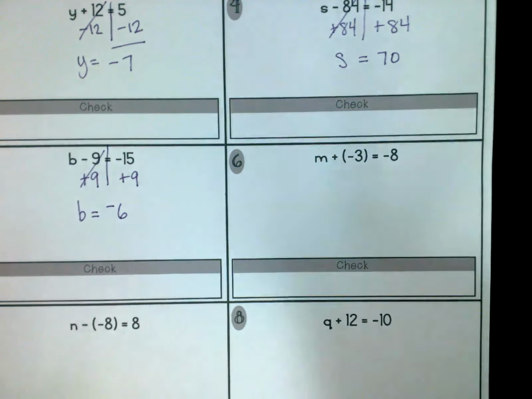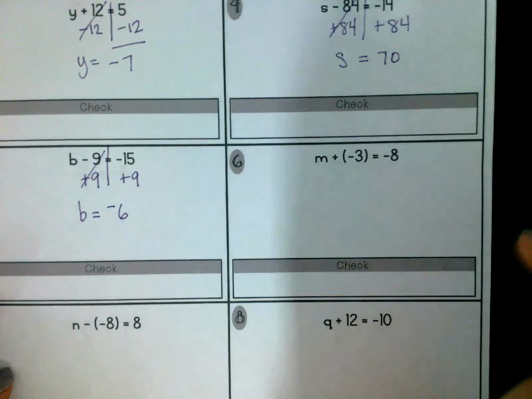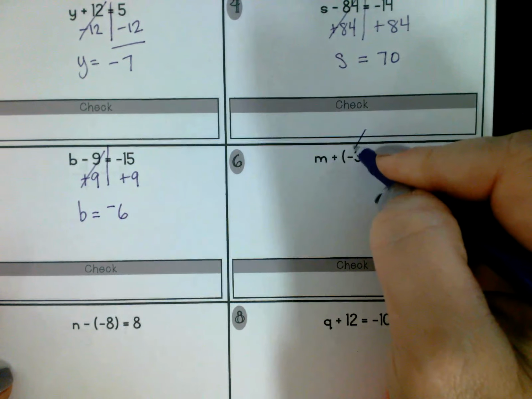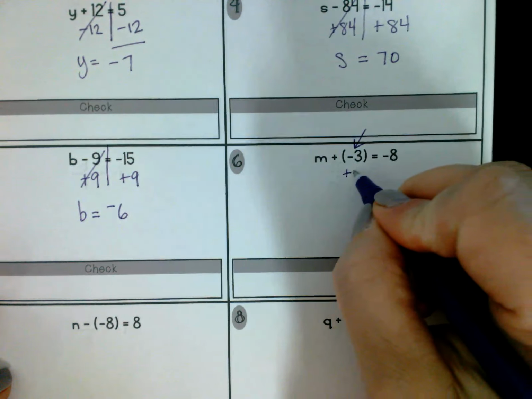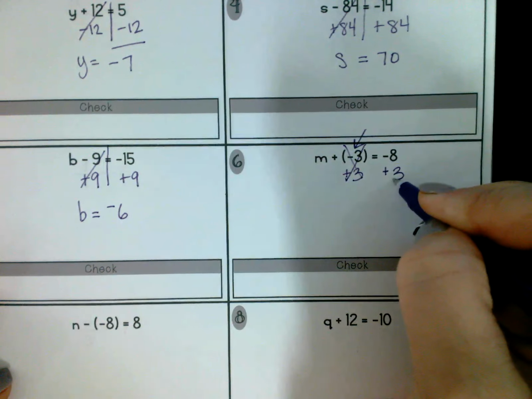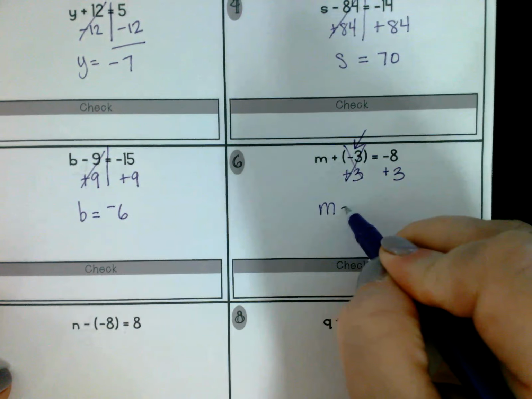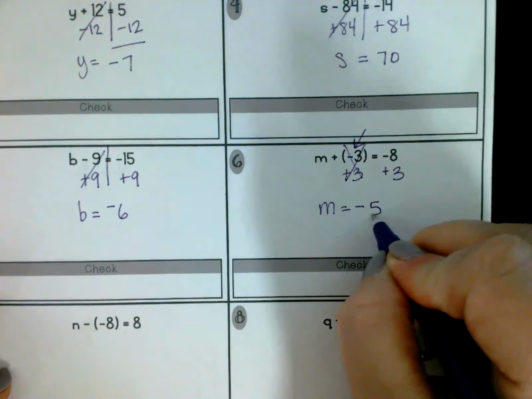Now, I don't want you to be confused because we have 2 signs in a row here. I need to eliminate the -3, so I'm going to do the opposite of that, and that is a +3. So m would equal -8 plus 3, which is -5.